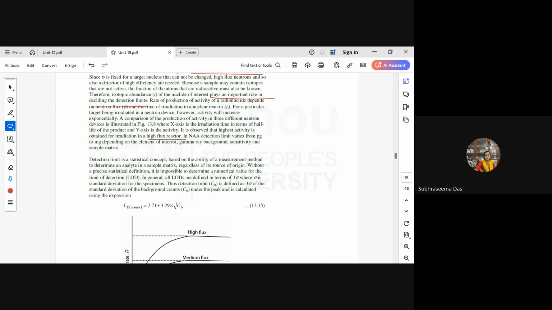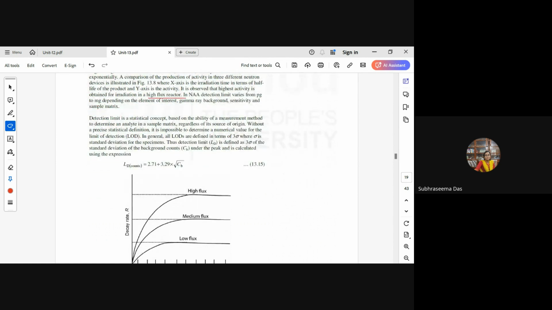In NAA, the detection limit varies from pg to mg depending on the type of element, the type of gamma ray background, and the sample matrix. Detection limit is actually a statistical concept, and it is based on the availability of the measurement method. Without a precise statistical definition, it is impossible to determine a numerical value for the limit of detection, called LOD. In general, all LODs are defined in terms of 3 sigma, where sigma is the standard deviation for all the samples.